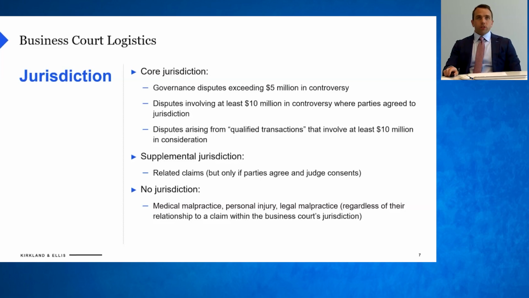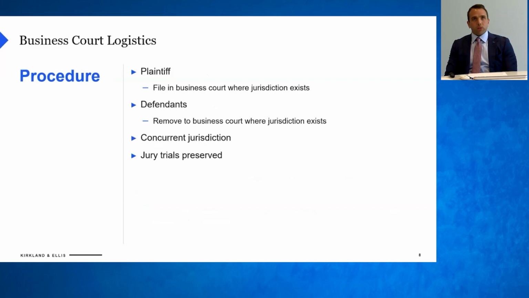In terms of procedure, there are a couple options for getting into the business courts. And as you might imagine, plaintiffs and defendants, depending on the circumstances in a case, might have a different view about whether their case should be in business court or whether it's advantageous from their position for it to be in business court. A plaintiff can file directly in the Texas business court where business court jurisdiction exists.